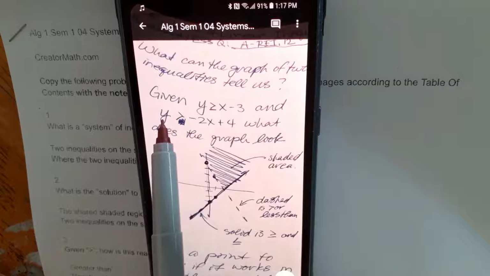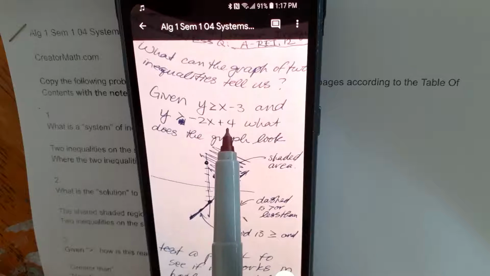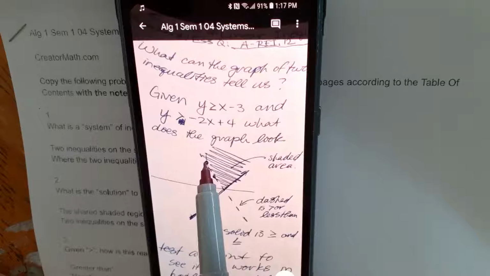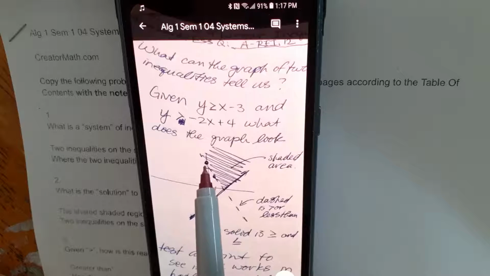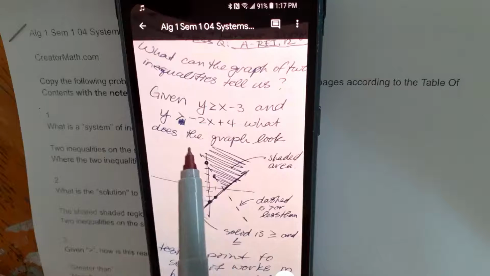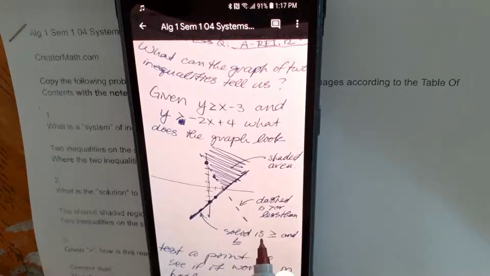The next equation is y is greater than negative 2x plus 4, so we're going up 1, 2, 3, 4, putting a point here for the y-intercept. And then we're going down 2 over 1, down 1, 2 over 1, putting another point, and it's a dashed line connecting those.